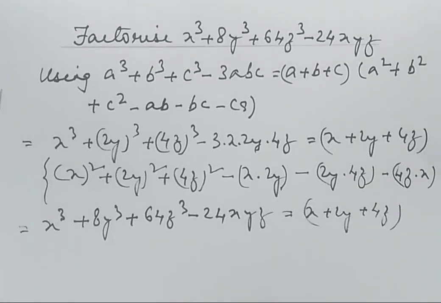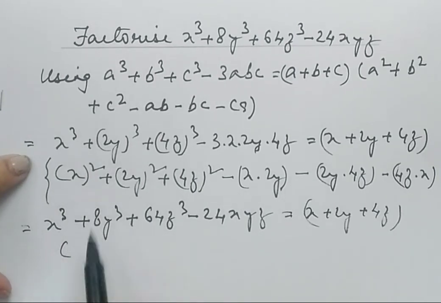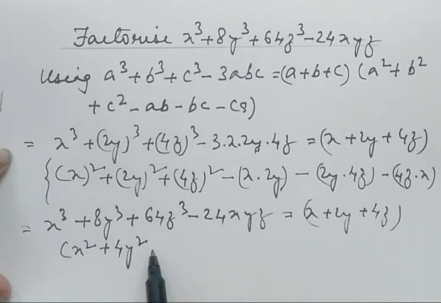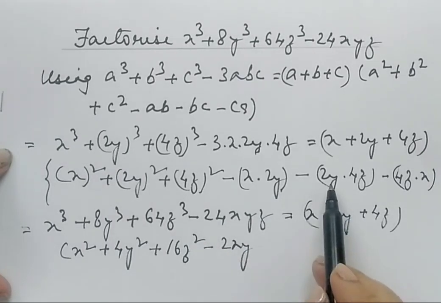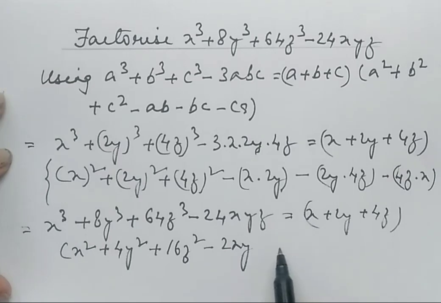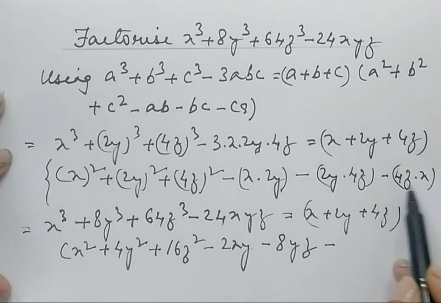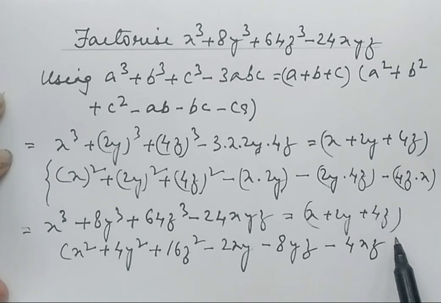So next what do we have over here is this portion, okay. So this, the second portion. Continued here, we have x square. This is plus 4y square plus 16z square, and this is minus 2xy, and 2 into 4 is 8, minus 8yz. Okay, and then we have minus 4xz. Okay, 4xz. So close bracket.